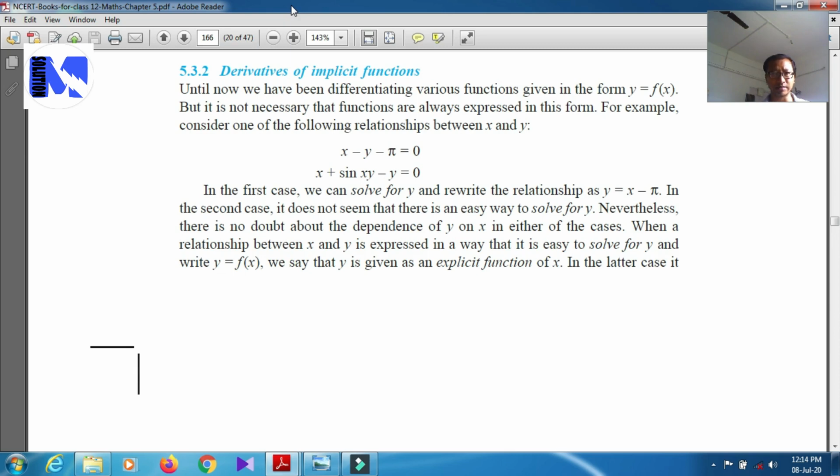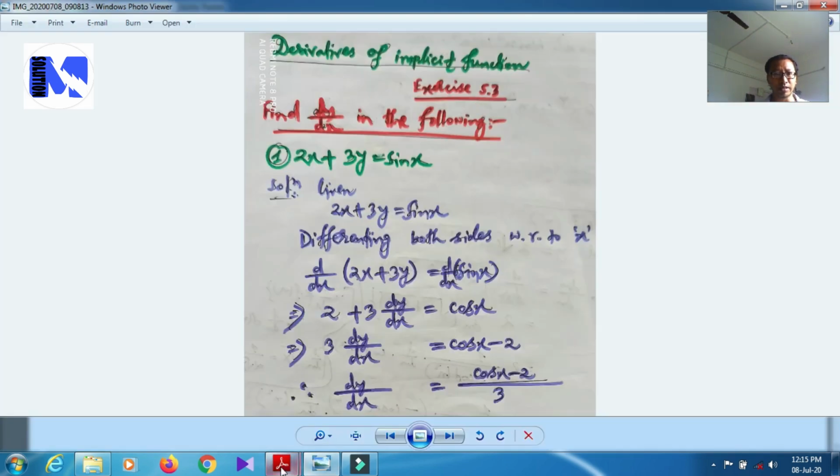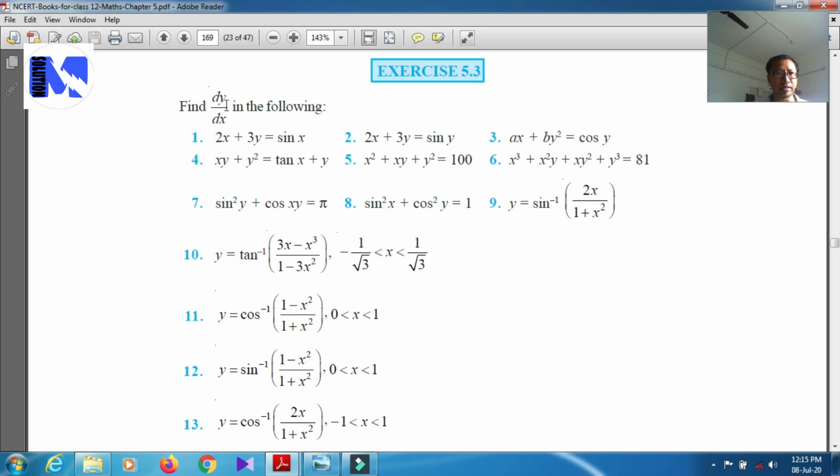How to differentiate it? From exercise 5.3, these are the questions. Find dy by dx in the following. The first question is 2x plus 3y equal to sin x. In this function you may be able to express y in terms of x, but you cannot express x in terms of y. If you bring 2x to this side, you cannot take x common because it is sin x, so we cannot express it in terms of y. So these are examples of implicit functions. Now we have to differentiate these functions.